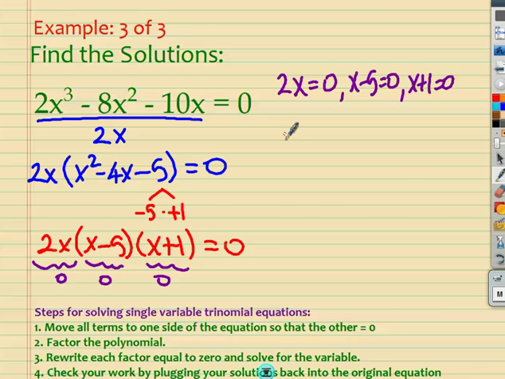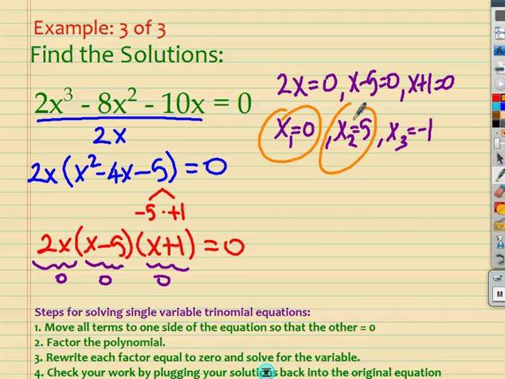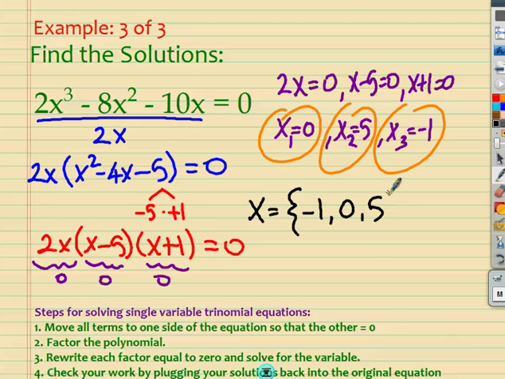From the first one, I will have x1, the first x value, as 0. From the second one, I'll have x2, the second solution, is 5. From the last one, I'll have x3, the third solution, is going to be -1. So we have essentially found 3 answers for this problem. I can write the x values as -1, 0, and 5. We can do a check step by substituting each of them into the original equation to confirm that they are satisfying this equation.